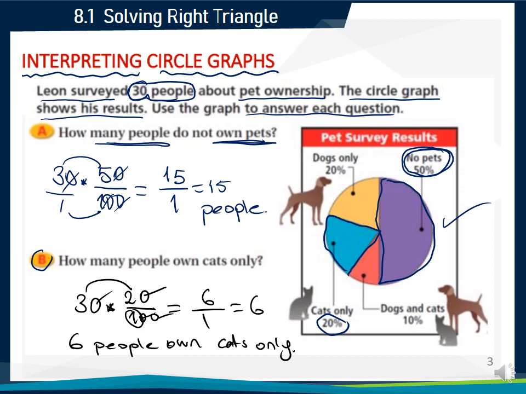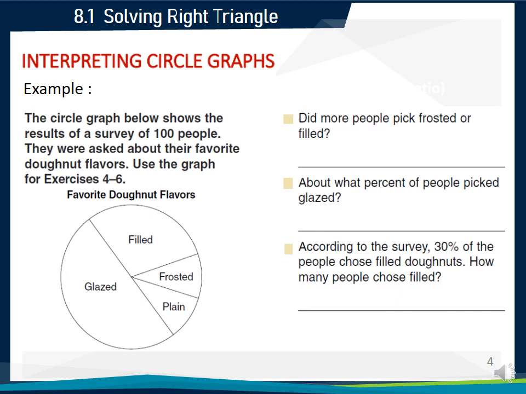Okay, next one we have interpreting circle graphs. If we have one circle graph, how can we interpret it? I'm going to show you by example. The circle graph below shows the result of a survey of 100 people. In here it is very important to know how many pupils the survey includes. In here we have 100. They were asked about their favorite donut flavors. Use the graph for exercises 4 to 6.